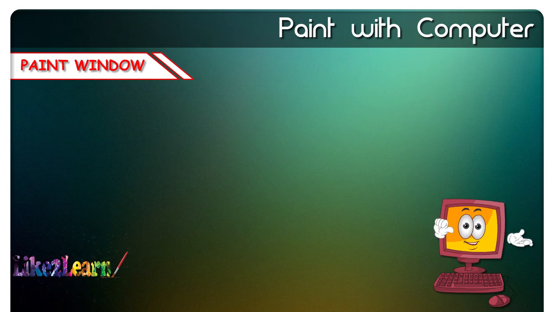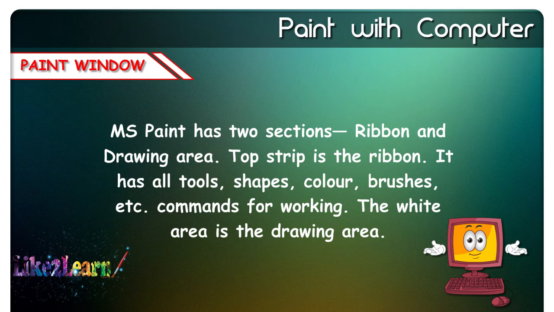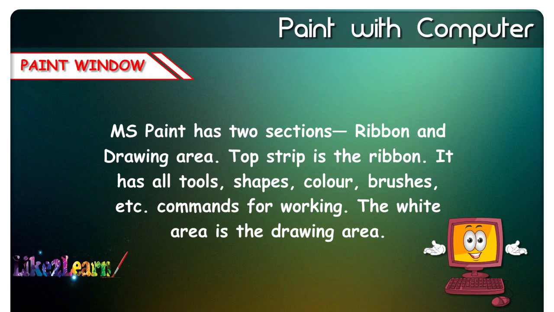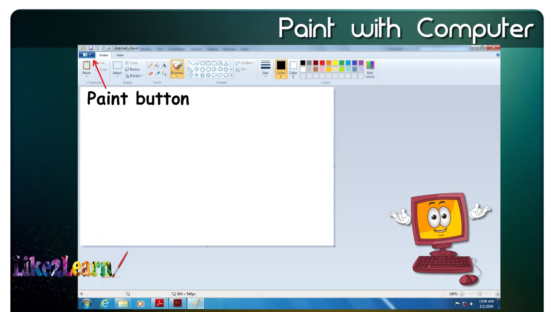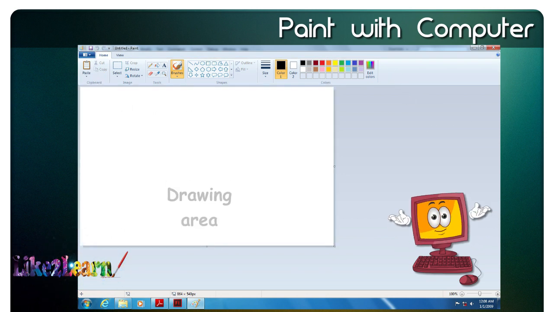Paint window. MS Paint has two sections, ribbon and drawing area. Top strip is the ribbon. It has all tools, shapes, color, brushes, etc. commands for working. The white area is the drawing area. Paint button, ribbon, drawing area.